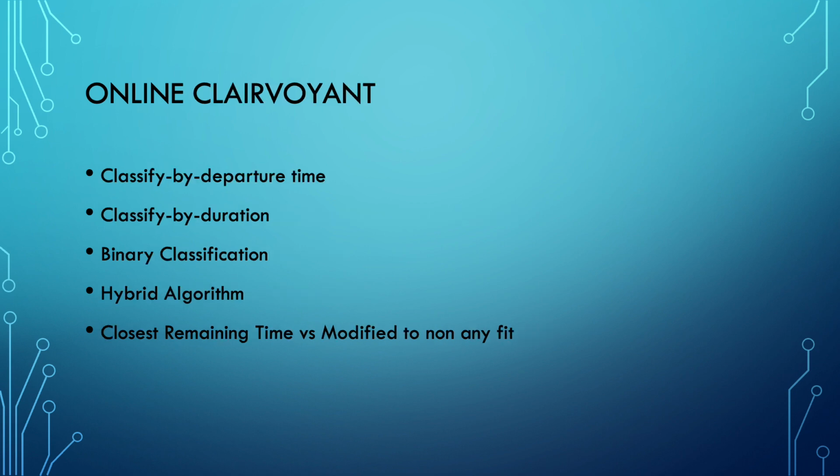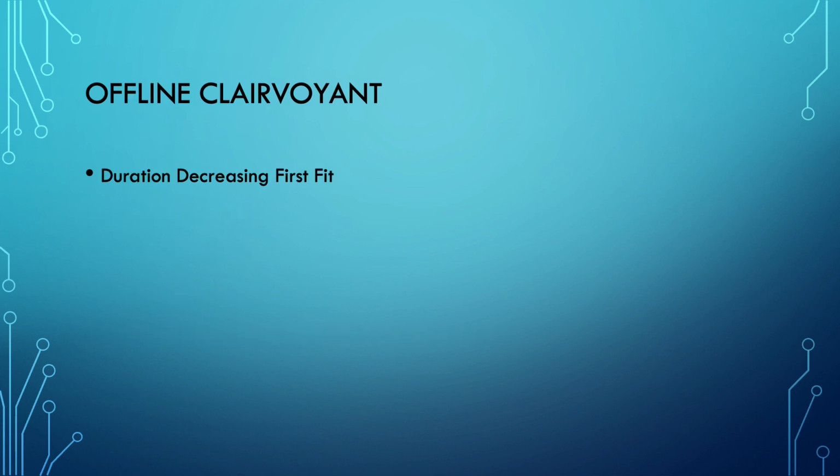Next is online correlate, which means that when an item arrives, it knows the departure time. However, it still does not know what the future items are. In offline correlate, it means that we know the entire item distribution, which means that at any point of time we know what the future items are, and we know the departure time of the arriving item.